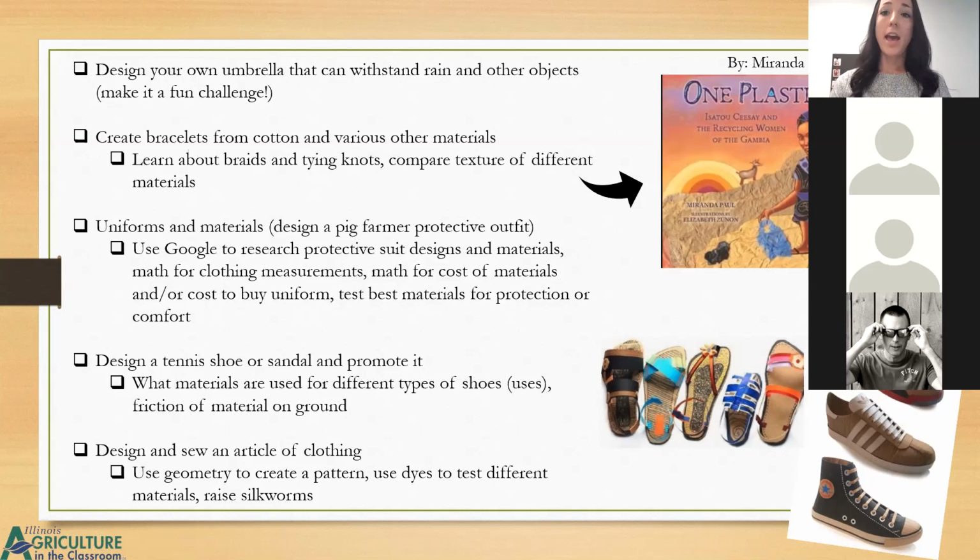Create a marketplace. Have them barter. Learn how to barter. Learn how to sell. You could use it as an incentive. You could make up your own cash and give them cash and say, okay, you need to save this for the marketplace day. And so that would be an incentive, you know, for positive reinforcement.